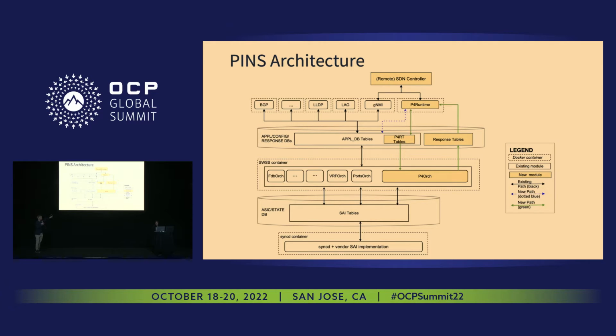And then moving up the stack, we have our switch state service, which is the middle layer there. We've added a P4 orch. That's what does translation between SAI calls and our P4 calls. We've added some new tables for our P4 runtime or P4 entities. And then we've also added a response path where when entries get installed, we get a notification, and then we can propagate that notification up to the control plane.